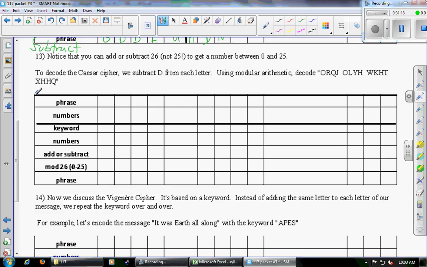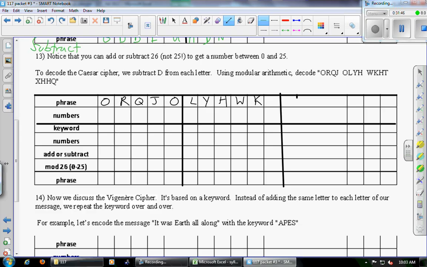Okay, let's come down here to 13. It's an important one, Alex. It's really important. I know that 26 became zero, but when you're subtracting, you subtract 26s, not 25s, okay? All right, let's go to the next one. Alex, you keep going. Can you keep going to decode? All right, let's just copy it.